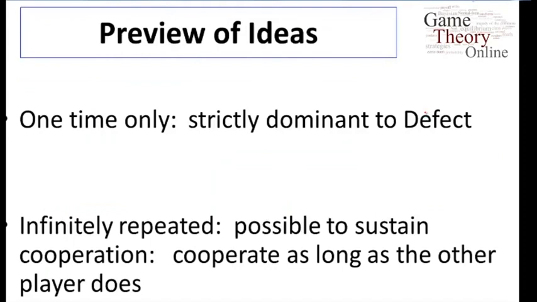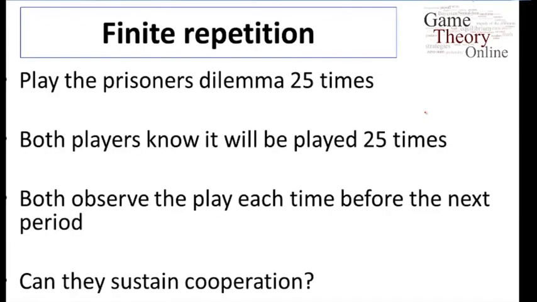And in the infinitely repeated game, in terms of a preview of ideas, it's going to be possible to sustain cooperation. So the kind of strategy that we'll be looking at is something where you cooperate as long as the other player cooperates, and if the other player stops cooperating, then you stop cooperating. So that gives players an incentive to cooperate for a while. Okay, so to begin to analyze this, let's start by first looking at just finitely repeating the prisoner's dilemma.